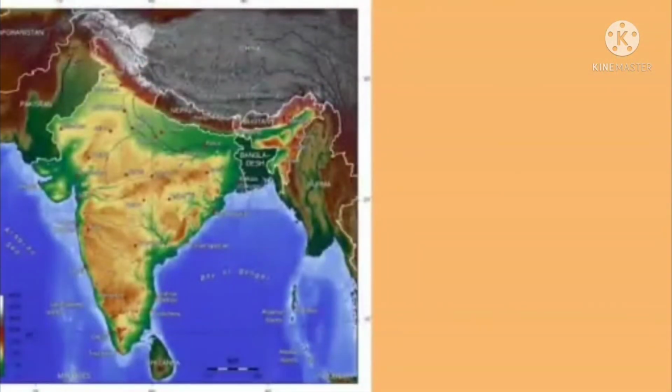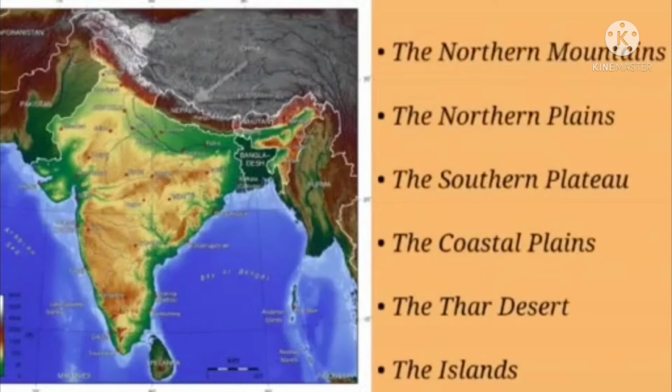Depending on the type of land, India can be divided into 6 broad parts: the northern mountains, the northern plains, the southern plateau, the coastal plains, the Thar desert, the islands.